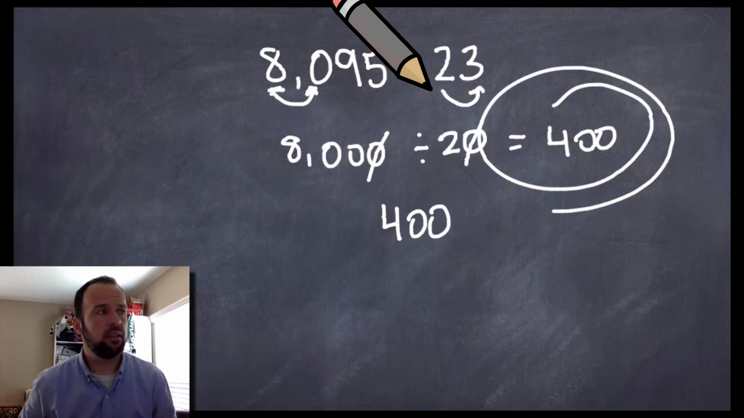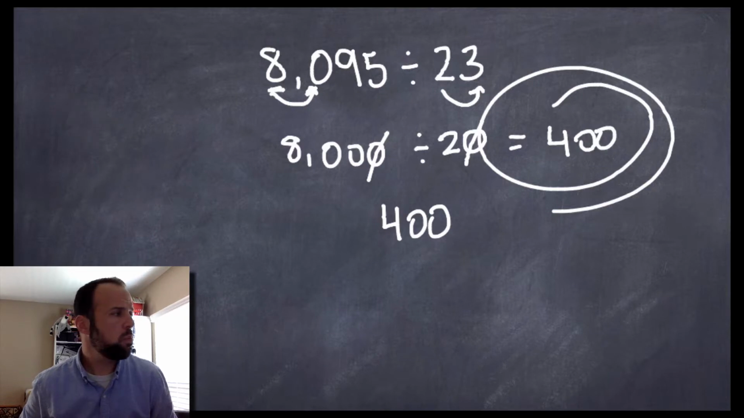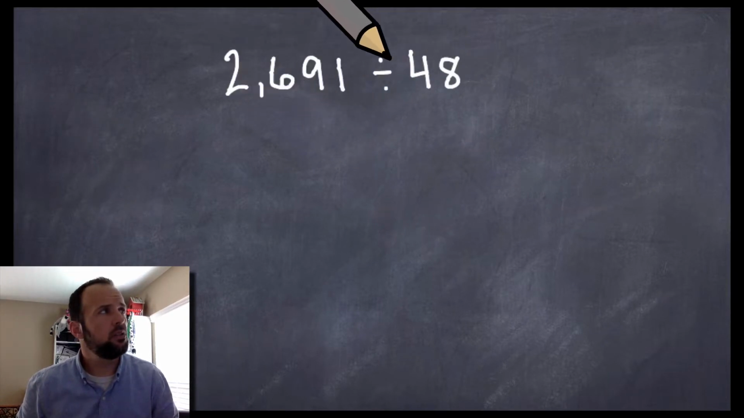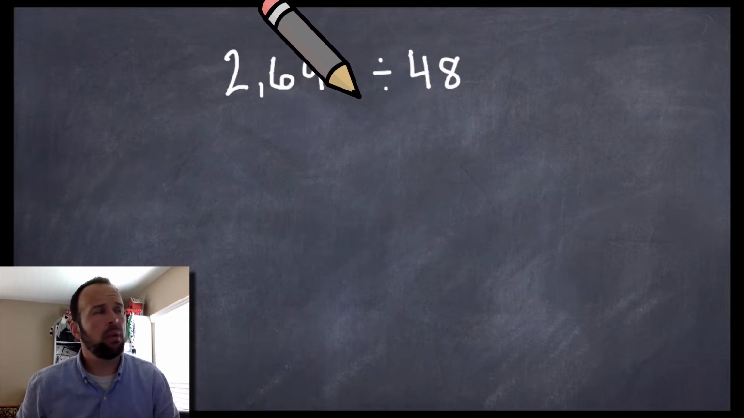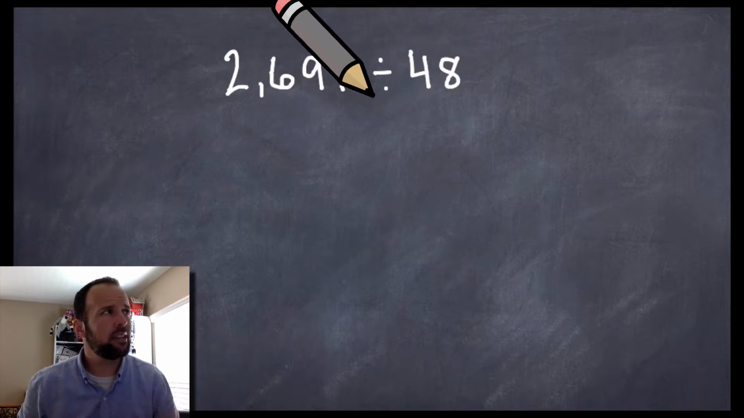All right, cool. That was a good example. Let's take a look at another one. All right, again, I have two numbers here. I have 2,691 divided by 48. And I'm going to round these numbers. I'm going to get some good estimates here, so that way I can estimate what my quotient will be, what my answer will be in the end.